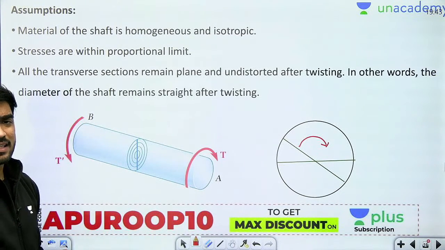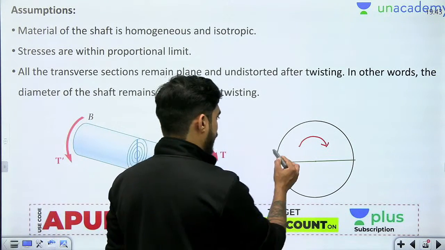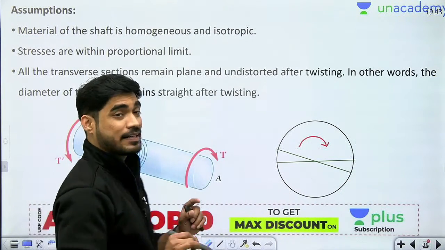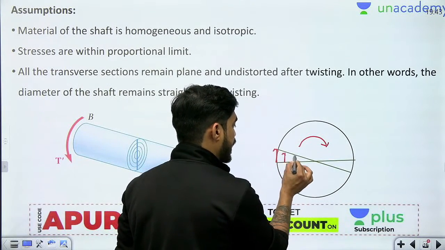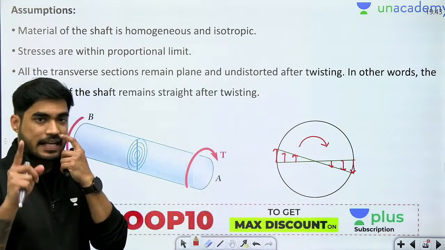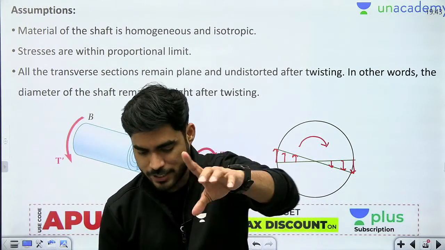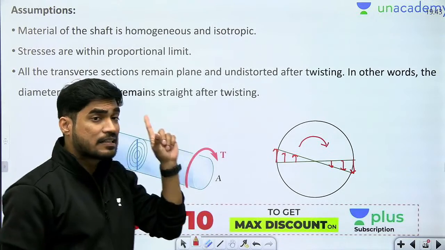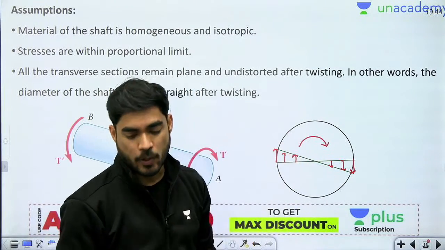And what does this mean? The diameter remains straight means what? अगर डायामीटर स्ट्रेट रहेगा तो उसकी वजह से क्या होगा? If the diameter is straight then the internal forces will be linear, right? Internal forces will vary linearly. This is the assumption based on which we derive the torsion formula, right? So beta, you need to remember this, that the diameter of the shaft will remain straight after twisting. Okay, so due to this we get linear variation of torsional stress.